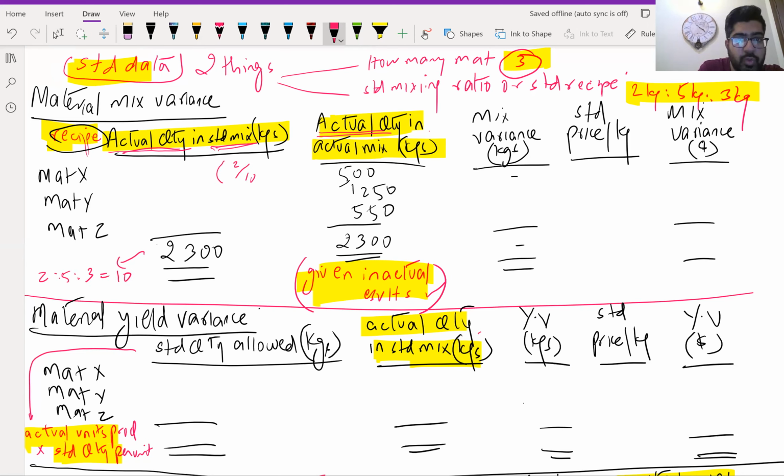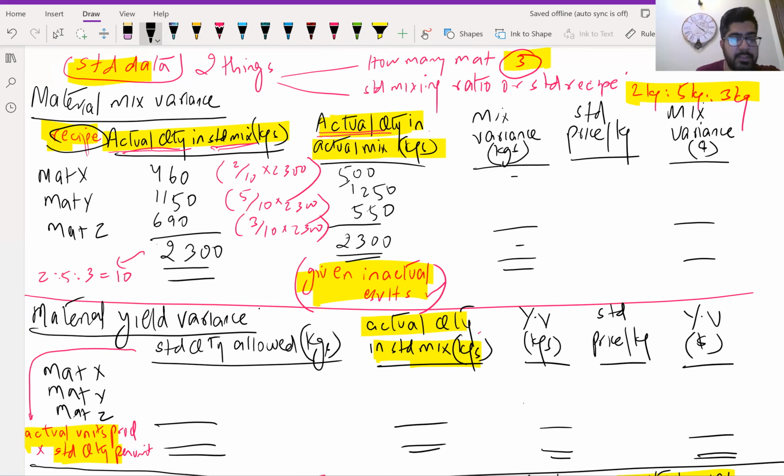So for X, it's 2 over 10 into 2300. For Y, it's 5 over 10 into 2300. For Z, 3 over 10 into 2300. This makes it 460, 1150, and 690. So the standard mix recipe states X 460, you input 500, which is 40 more, adverse. Recipe states 1150 for Y, you input 1250, 100 adverse. For Z the recipe states 690, you input less, 140 favorable. See, net off 40 adverse, 100 adverse, 140 favorable, net off is 0.